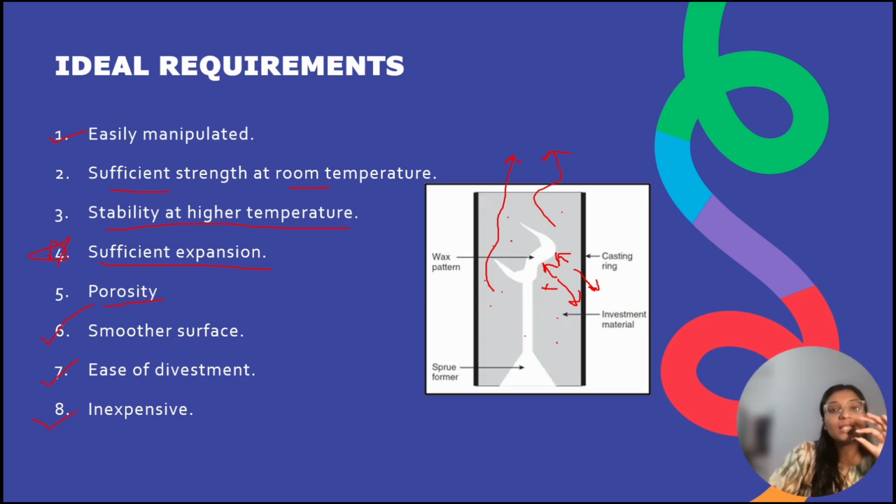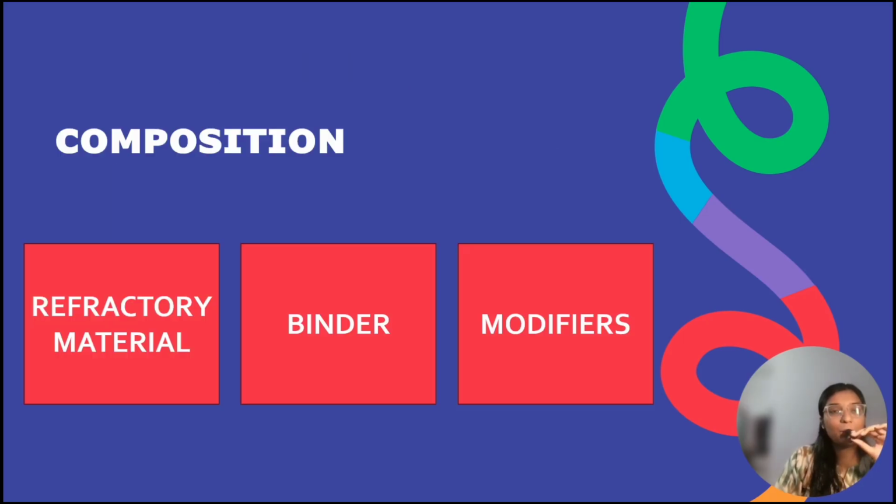So these are the ideal requirements of the investment material. Now we'll see the composition. Any type of investment material has three basic components. First is the refractory material. As I have told you, refractory means it withstands temperature, so there is some component which acts as a refractory material. Then there is a binder.